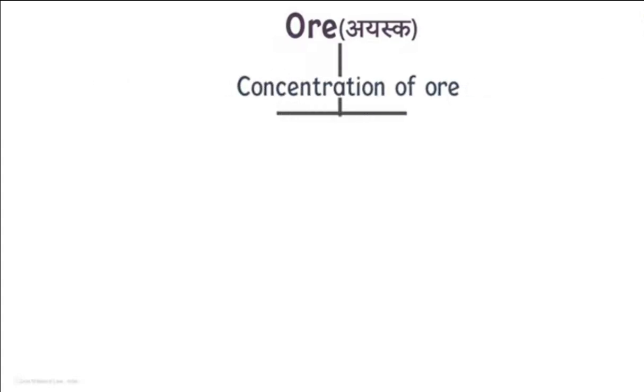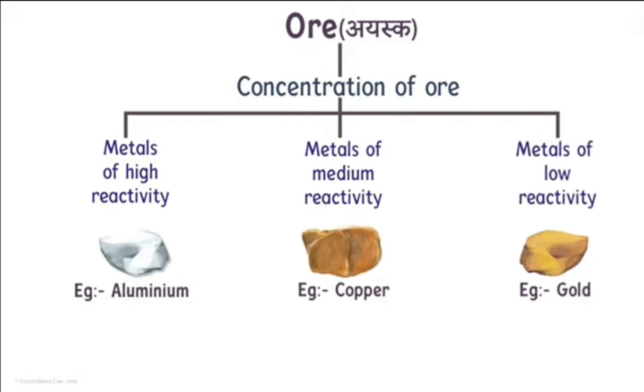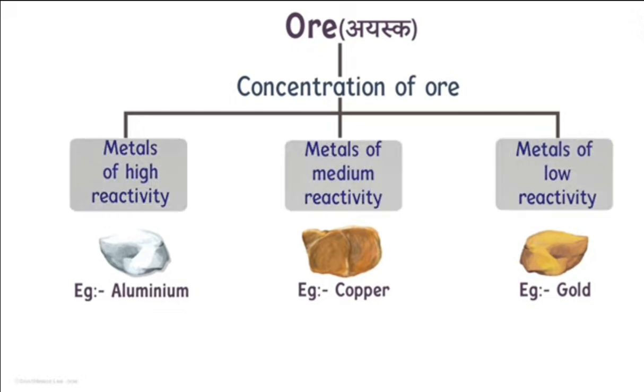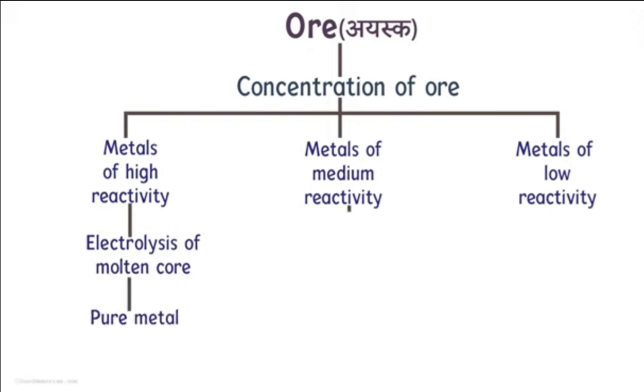Now, depending upon the reactivity, the extraction of the metal can be divided into three categories: metals of high reactivity, metals of medium reactivity, and metals of low reactivity. Firstly, we will discuss the metals with high reactivity. It is done by the electrolysis of the molten ores, and then we get the pure metal.